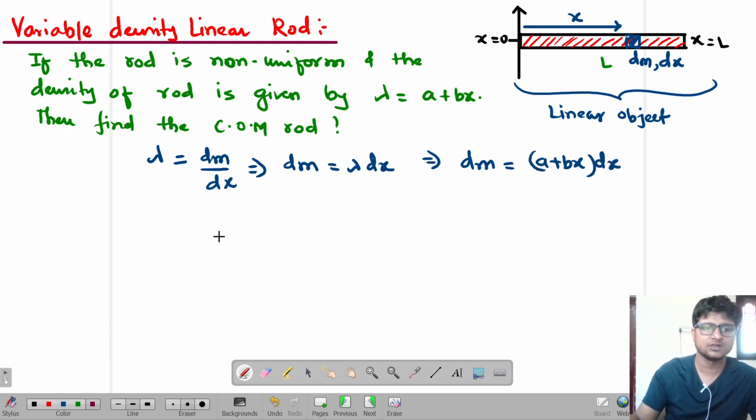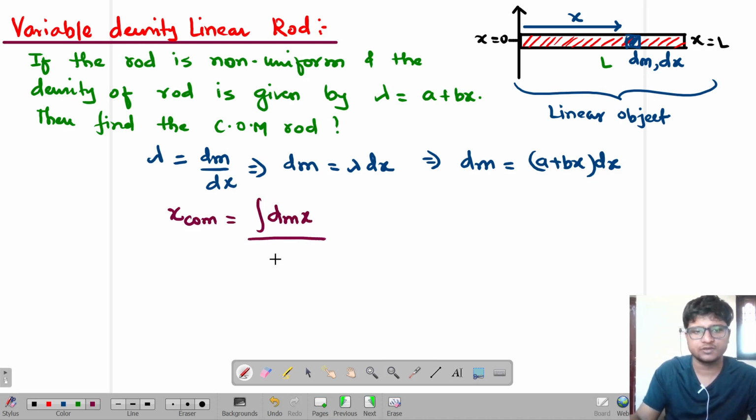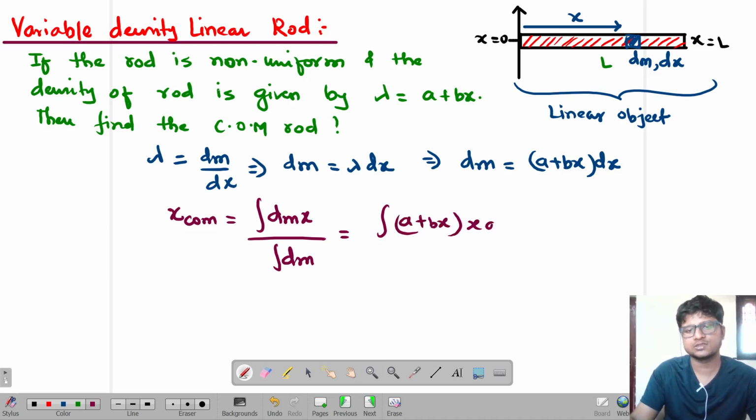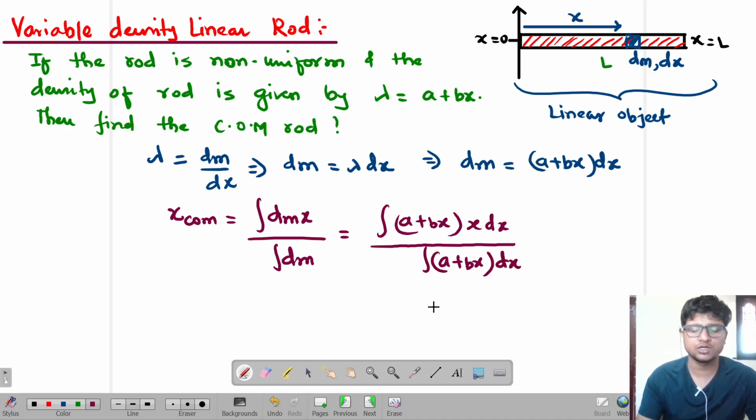Now for any kind of non-uniform or continuous system, x center of mass will be given as integral dm into x divided by integral dm. So I'll write dm as a plus bx into x dx, divided by integral a plus bx into dx. If I do this, then this is nothing but my total mass of the system. And then I should take the integration from where to where?